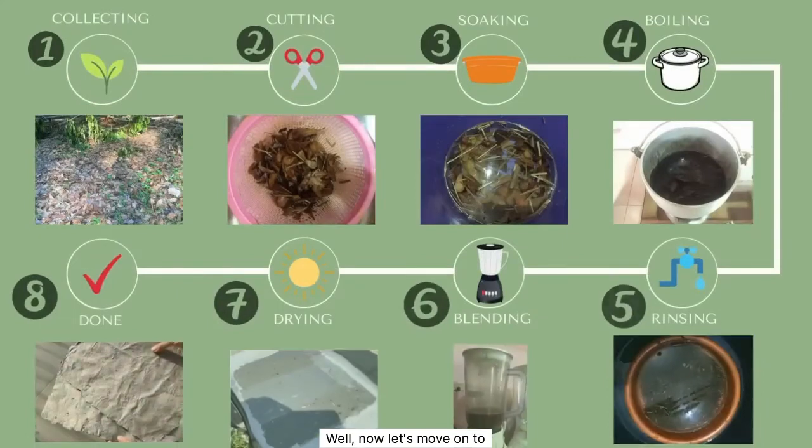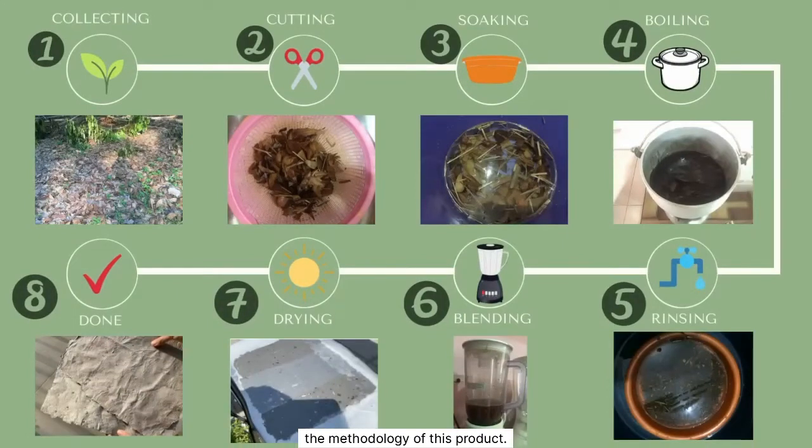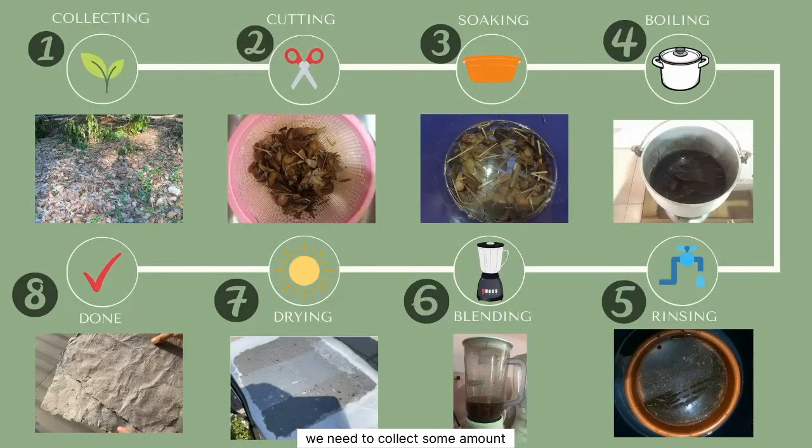Well, now let's move on to the methodology of this product. First and foremost, we need to collect some amount of dry leaf and cut them around half inches to avoid tangling when blending them later. Next, we need to soak the cut leaf in a pail of water overnight to be fully hydrated.